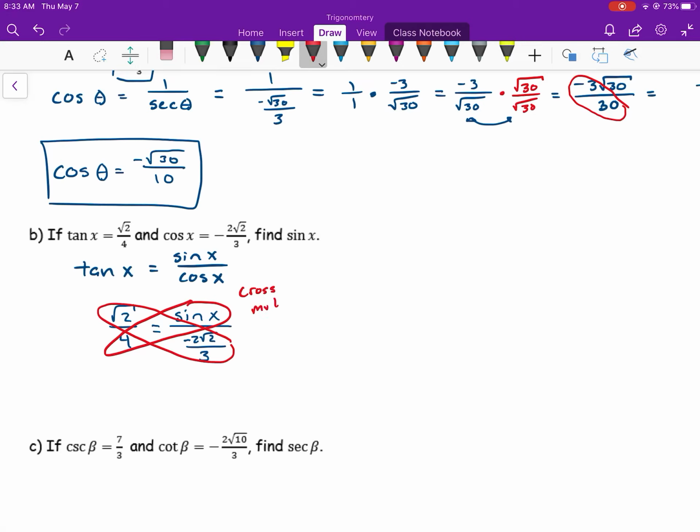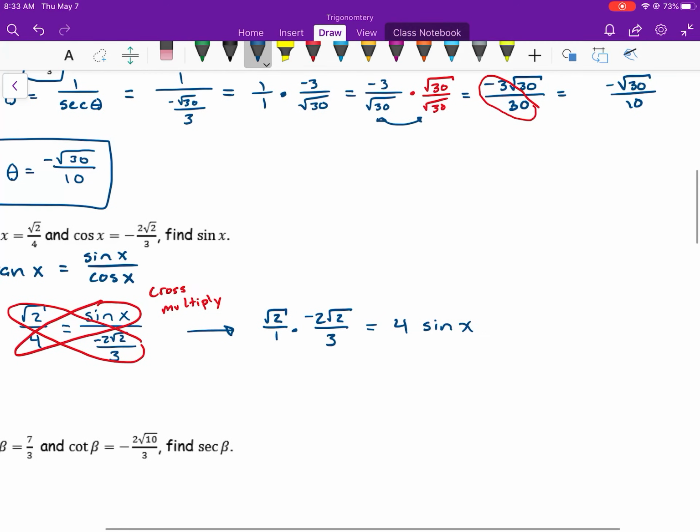Alright, cross multiply here. It makes life a lot easier. Okay, so our next step, we're going to get square root of 2 over 1 times negative 2 root 2 over 3 is equal to 4 sine of x. Or you can flip-flop, it doesn't matter.